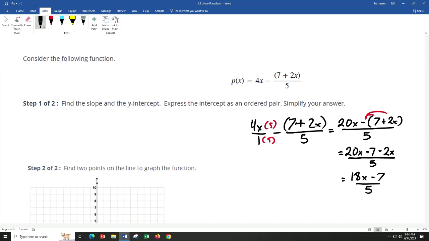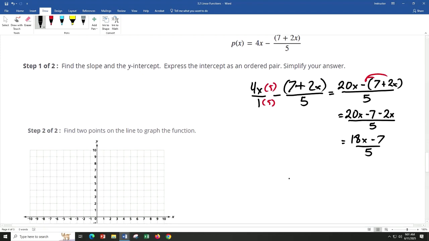When you have one denominator, what can you do to that denominator? Split it up. Well, let's look at this. Once I split that up, tell me what this turns into. I have p of x is equal to, hey, how about 18 over 5x minus 7 over 5? I don't know about you, but that looks exactly like y equals mx plus b right now.